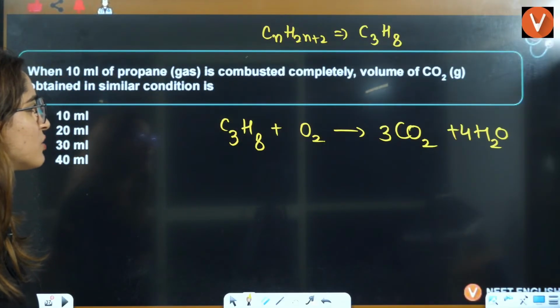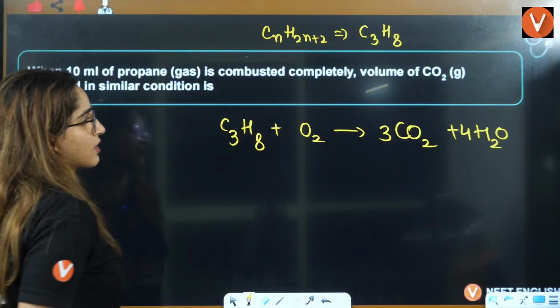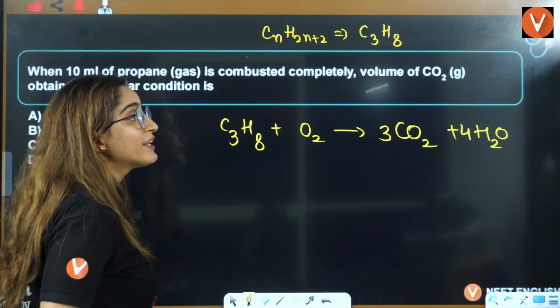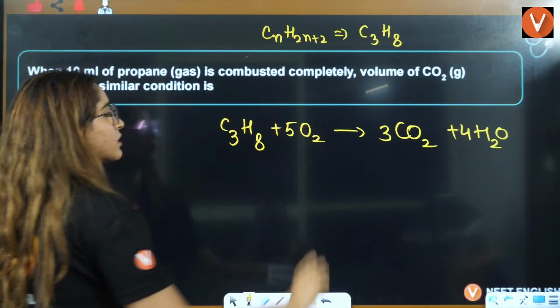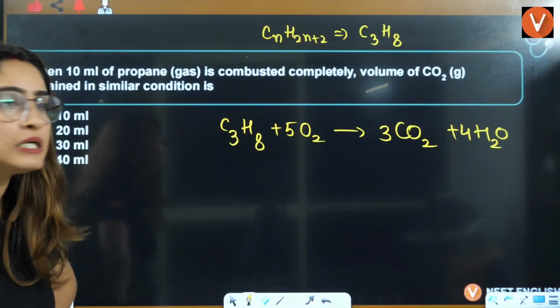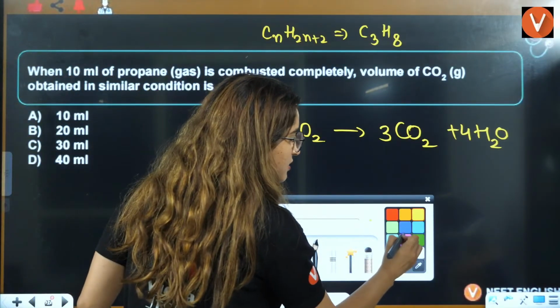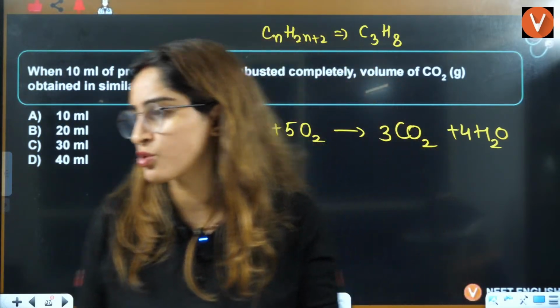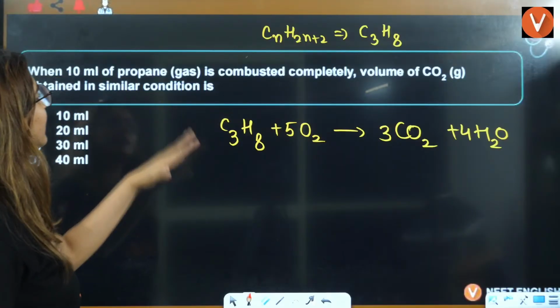Now oxygen also we want to make it 10, so it will be 5. I think now it's done. Now this is a completely balanced reaction. In chemistry, you need to have balanced equations. So 10 milliliter of propane.